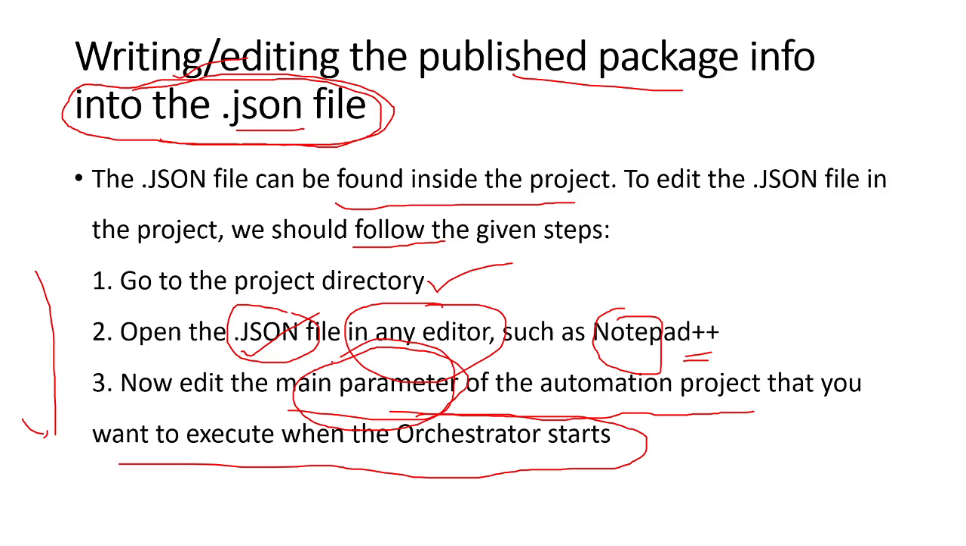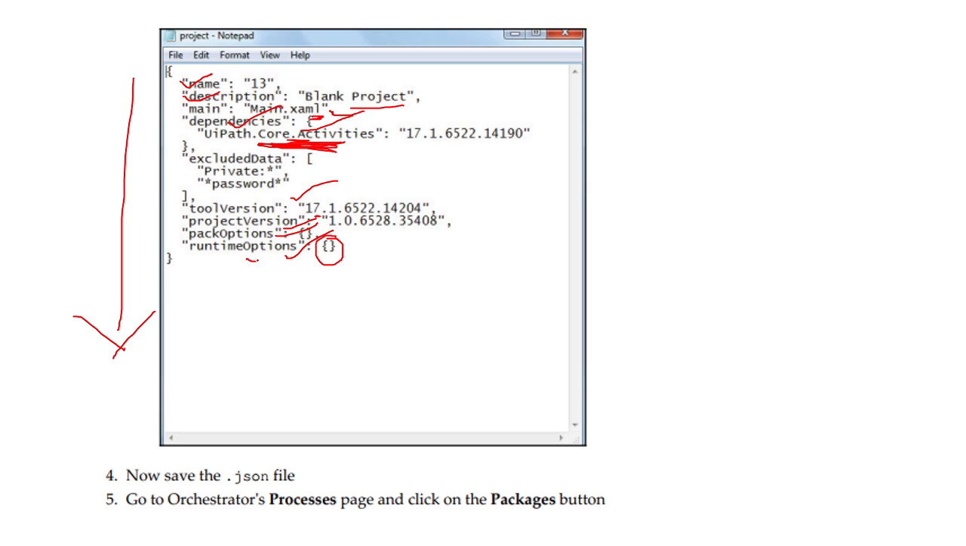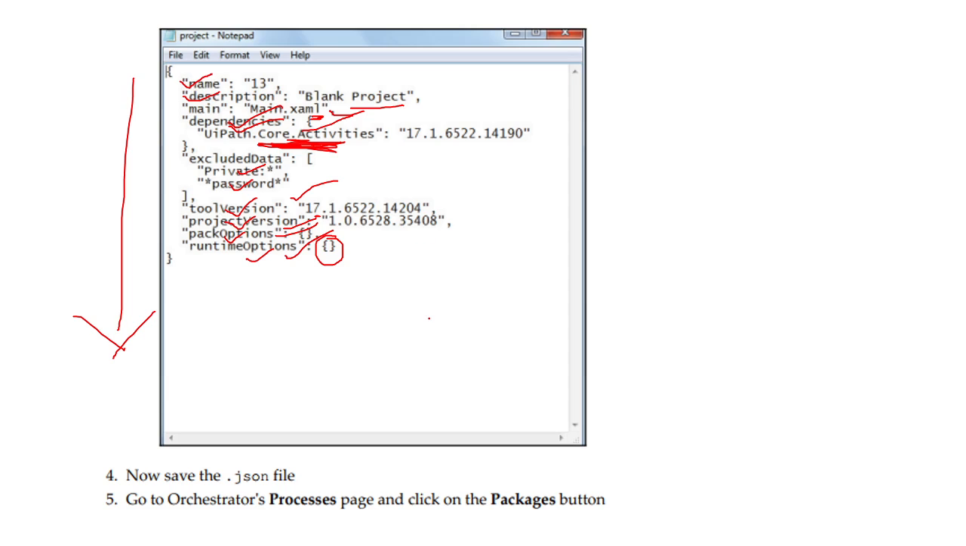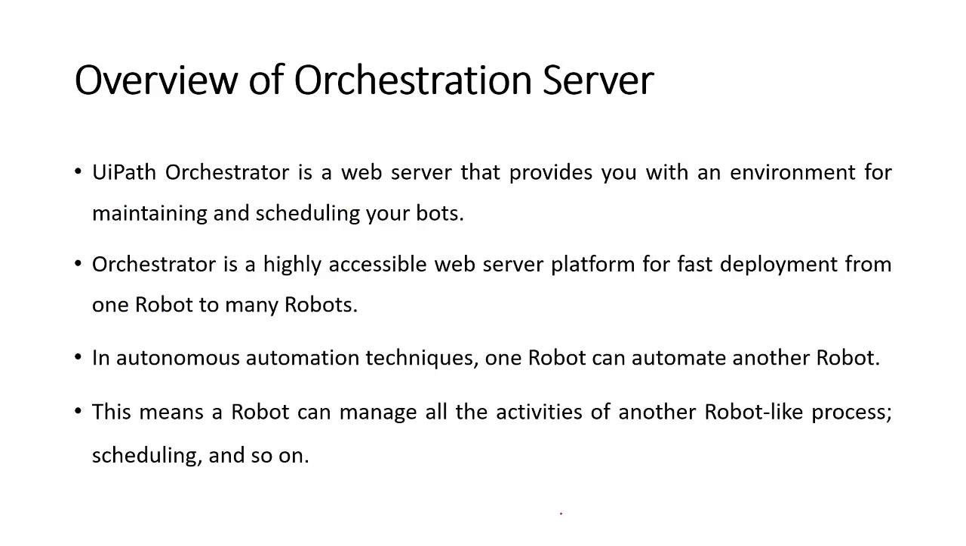Now you can tune the parameter, either runtime options or package options or project version or tool version or password or private or the dependencies, right, or the name, version, like this. Depending on the requirement, you can tune any one of these parameters or all the parameters. That's what the author is telling here. That's the use of the JSON file, right? And that updated configuration will be referred to by the orchestrator. Now save the JSON file, go to the orchestrator process page and click on the packages button, right? And that information will be used by the orchestrator server in order to execute the robot.